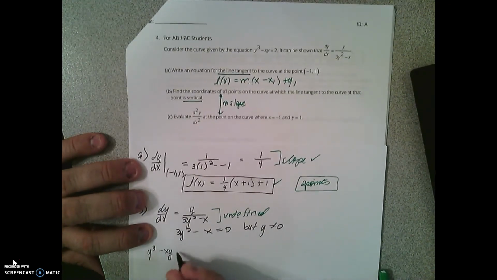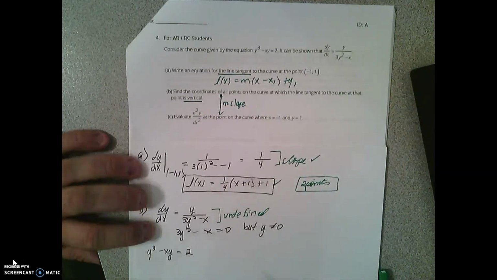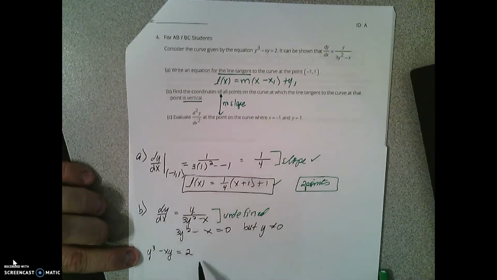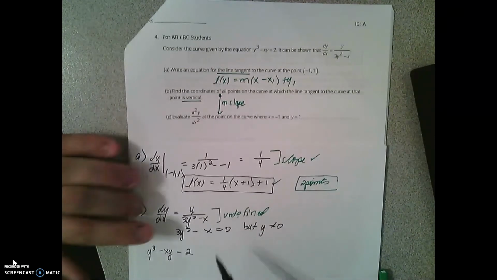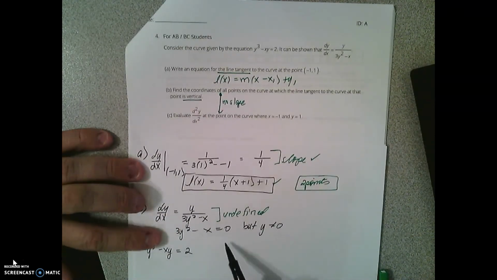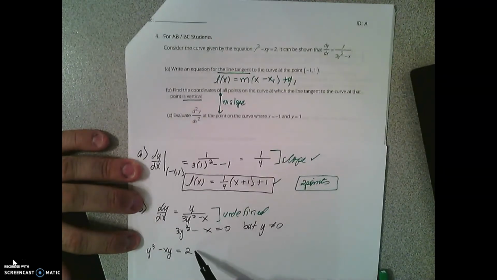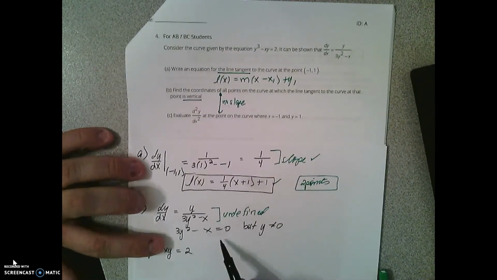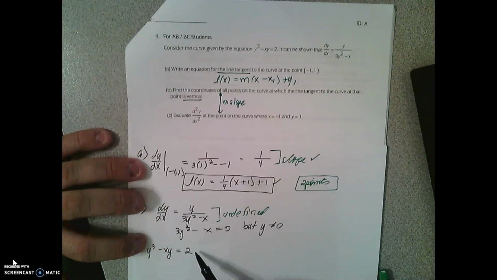They told us that all points on this curve satisfy the relationship y cubed minus xy is equal to 2. So I want to do some algebra trickery. I want to think like an Algebra 2 student. I have two different equations. Each of these equations is defined in terms of two variables.